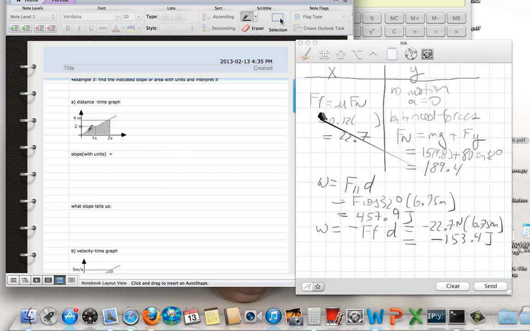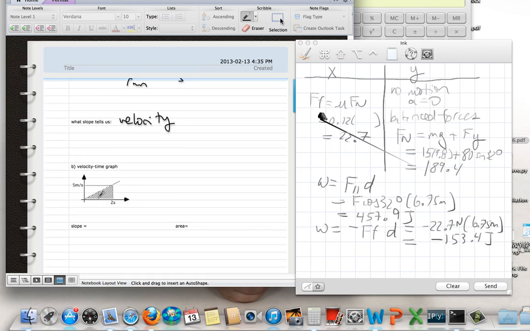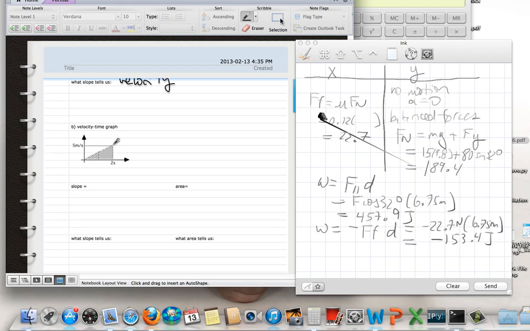You've seen in your lab that if you have a distance time graph, then the slope of that distance time graph, rise over run, is meters per second, and that tells you the velocity of the object. If you have a velocity time graph, then its slope would be a rise over run. So this graph, it would be 5 meters per second over 2 seconds, and it's a positive slope, so it would be 2.5 meters per second per second. Clearly, that is the acceleration.